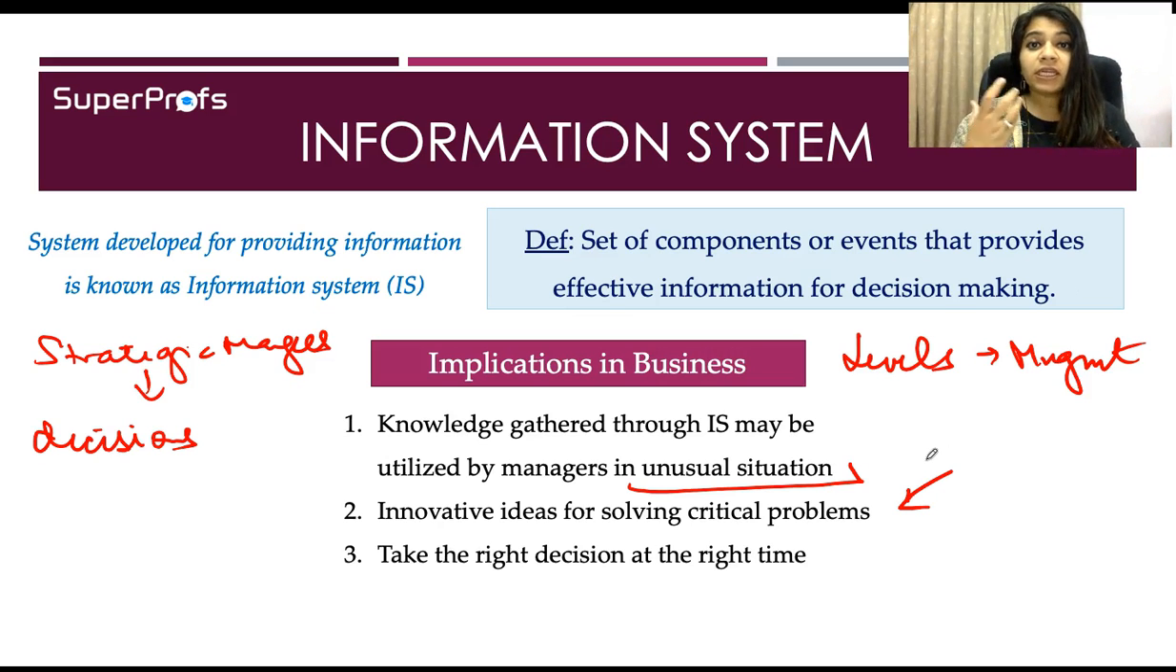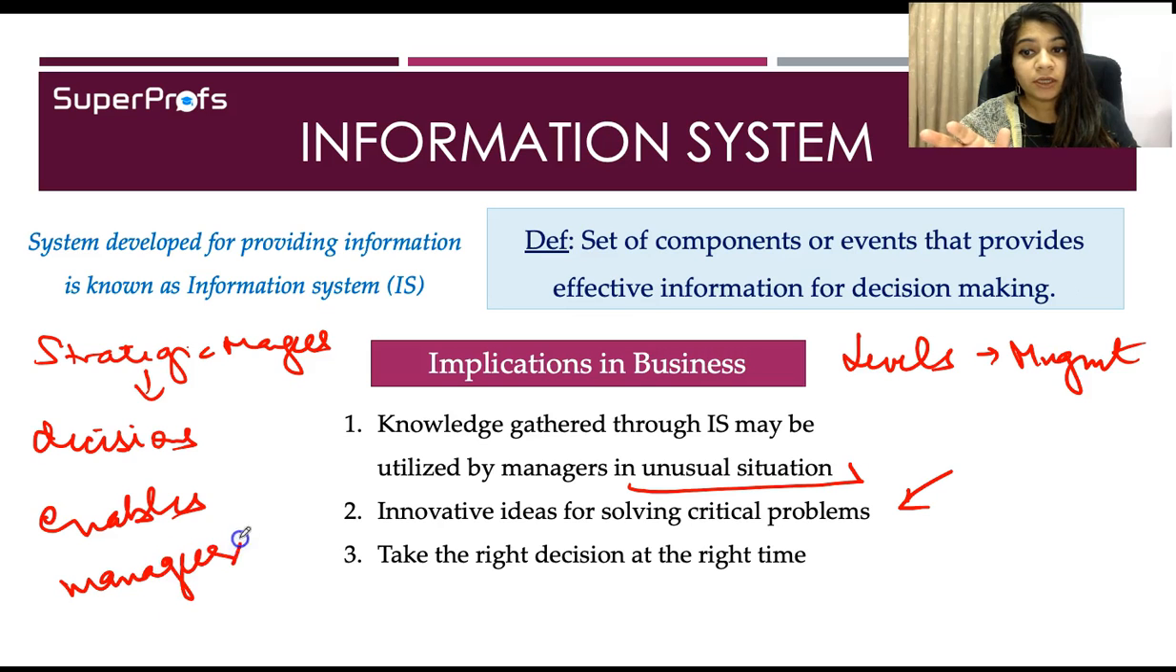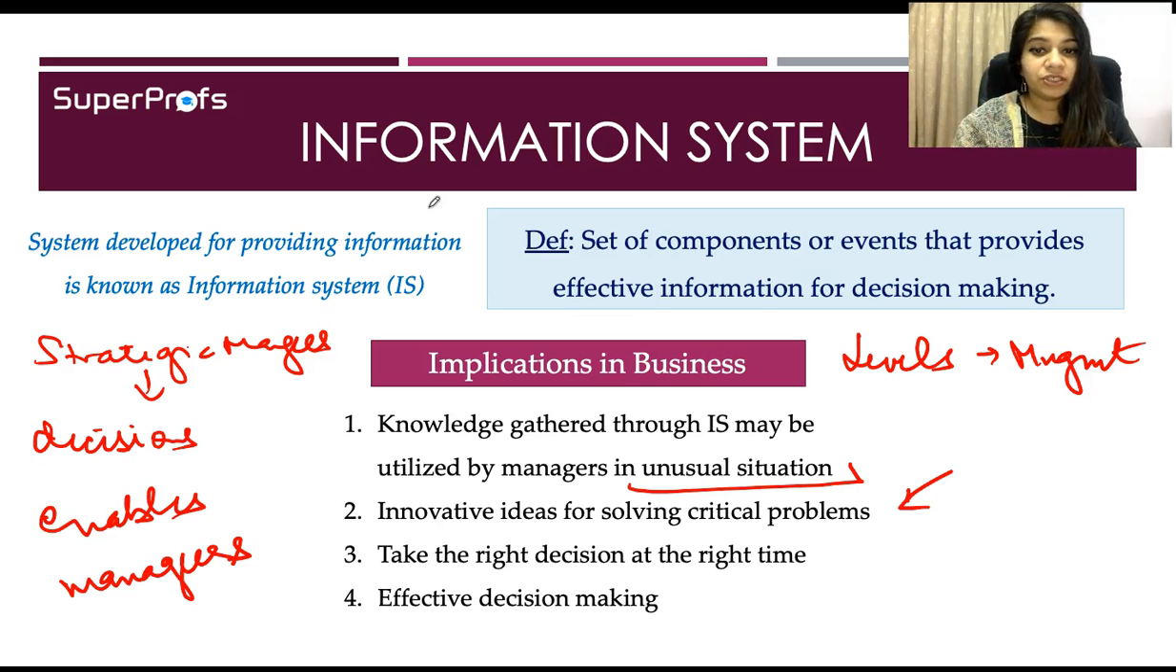Take the right decision at the right time. It is very important for a manager of any level to understand what information is important and when. These small pieces of information and the decisions you make at manager level, whether small or bigger, have to be taken at the right time. So an information system enables managers to take the right decision at the right time, and it also helps in effective decision making.